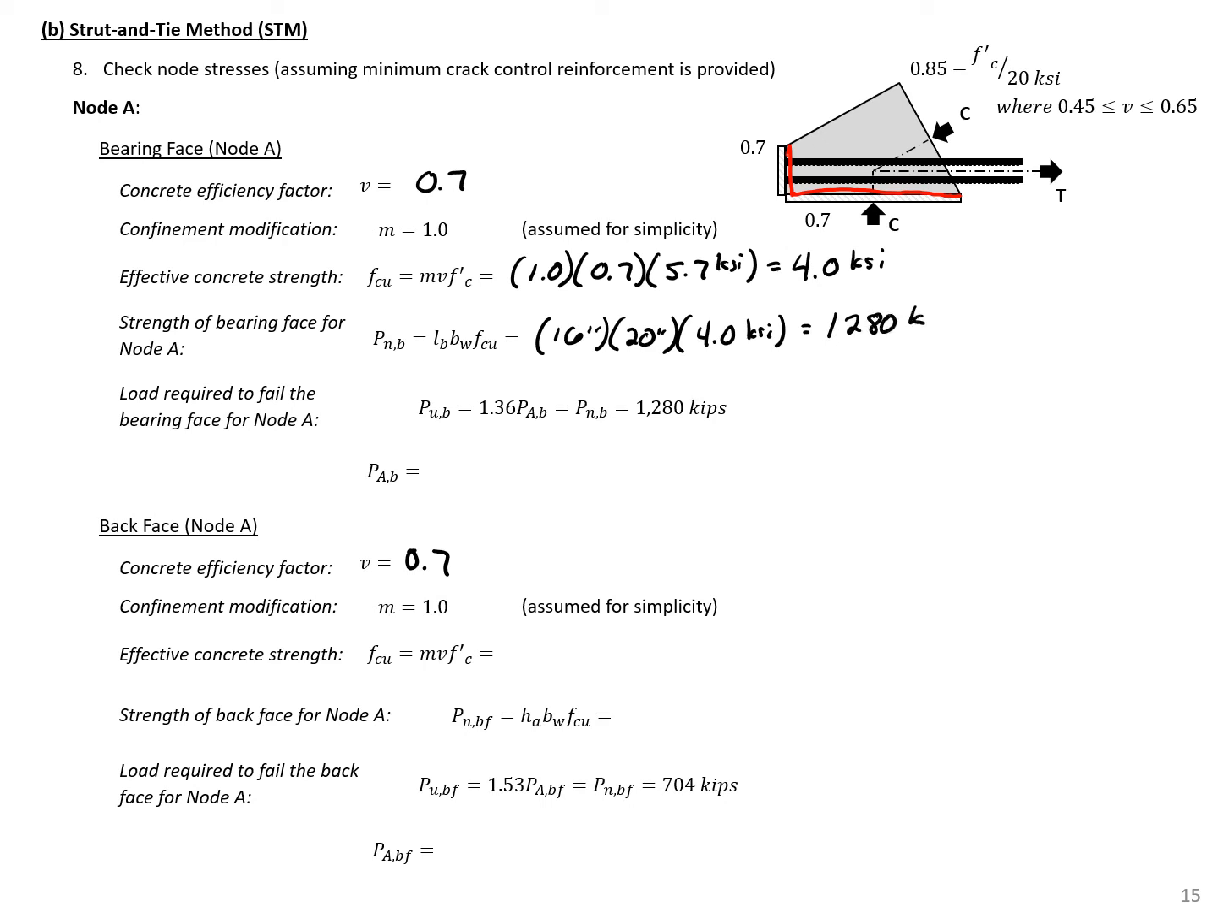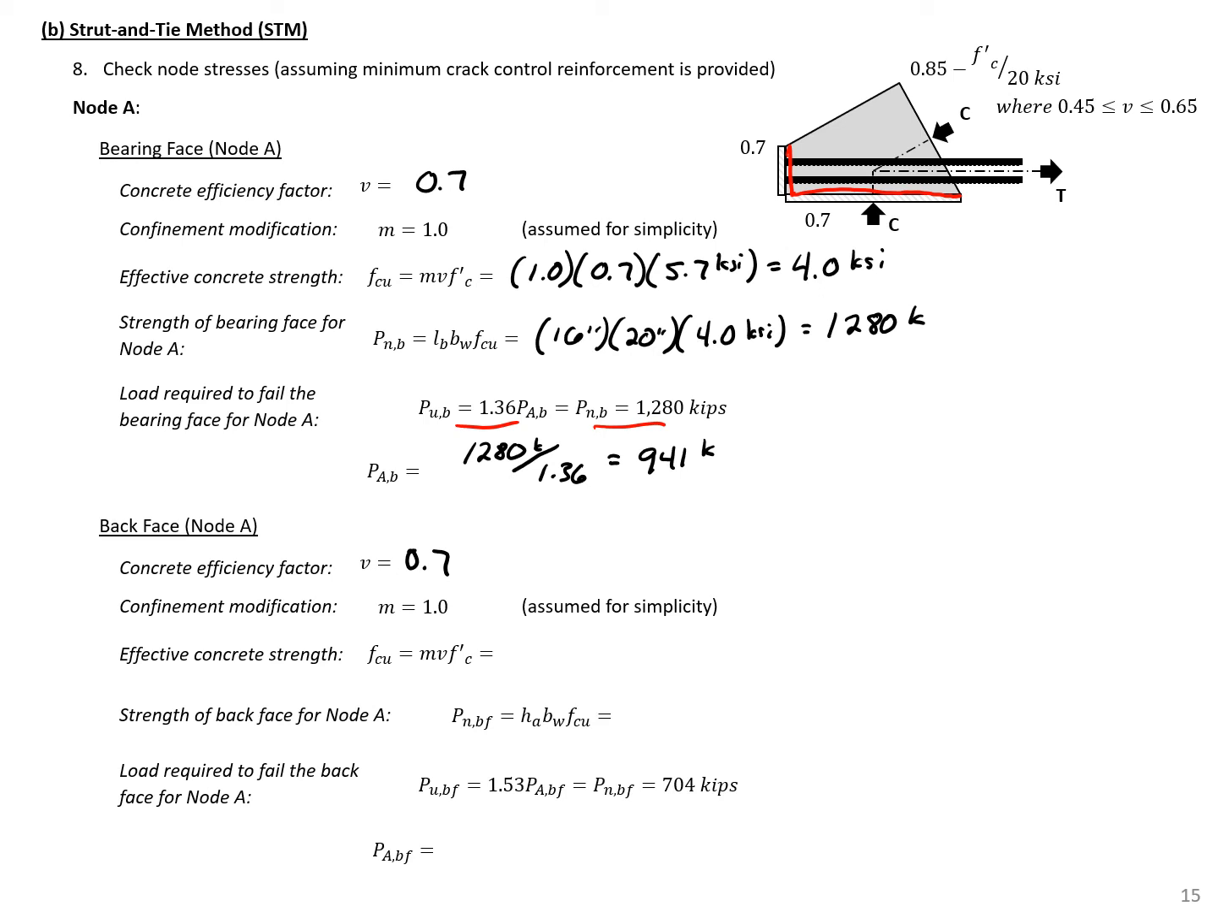1,280 kips. So again, finding the load required, we set our capacity equal to our demand and solve for our P. So 1280 kips divided by 1.36 will give us a value here of 941 kips. So it'll take 941 kips to fail the bearing face.